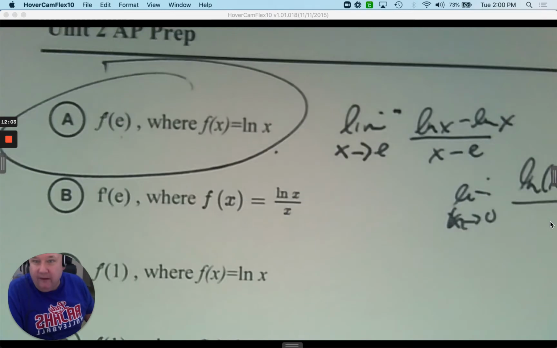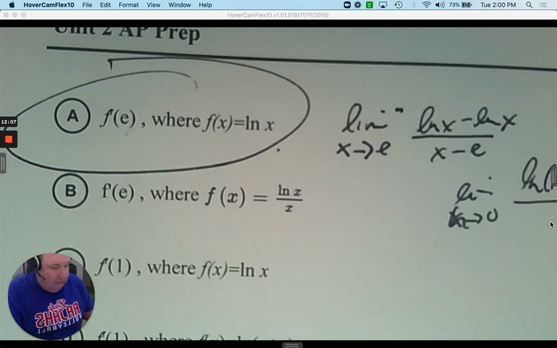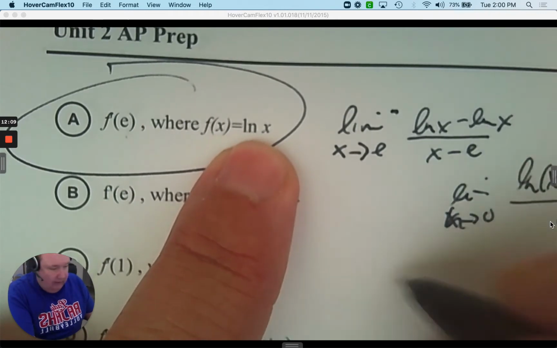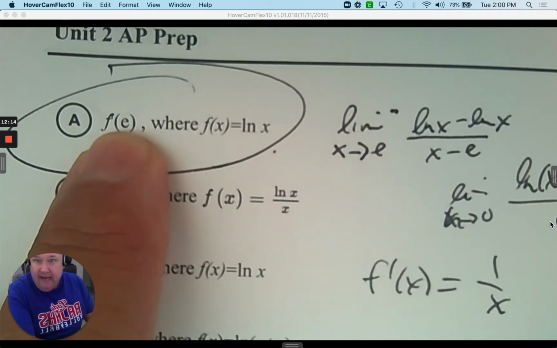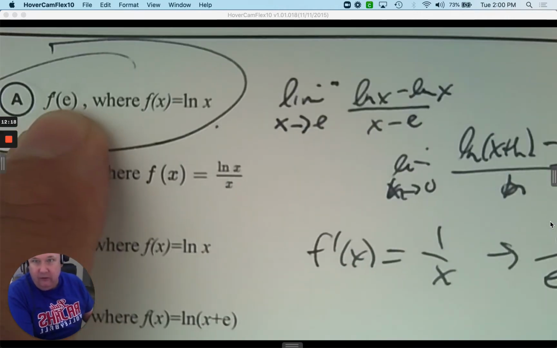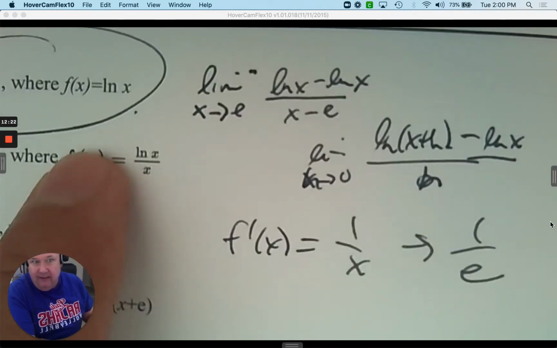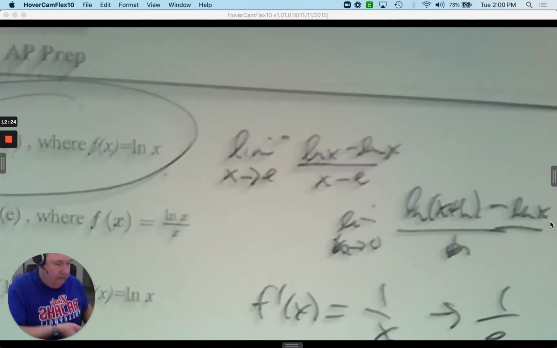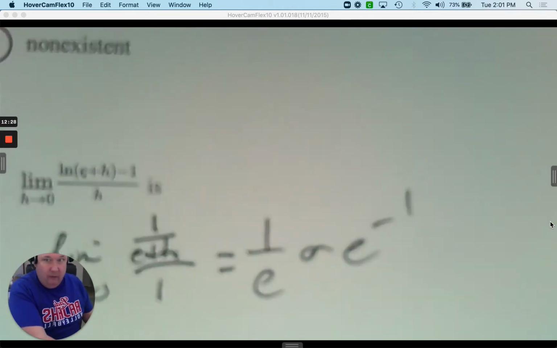So it's seeing the connection between limits and derivatives. The derivative of ln x is 1 over x. At e, that would be 1 over e. That's the connection. Then you plug in e, and the answer is 1 over e, and that's what we got on this side. So that's the connection to what's happening working backwards.